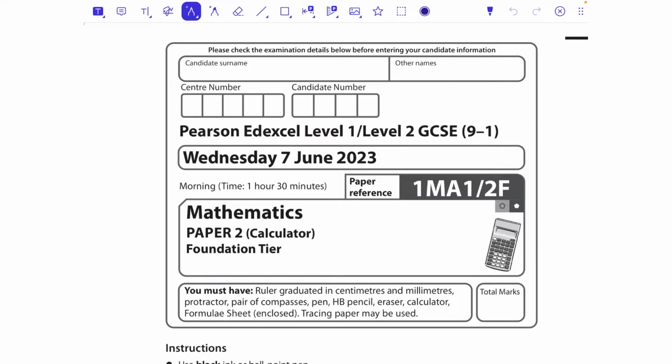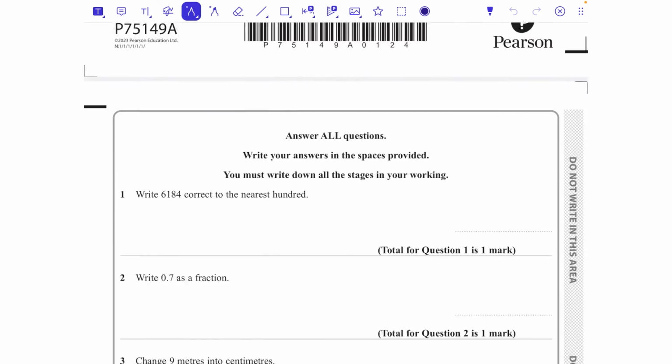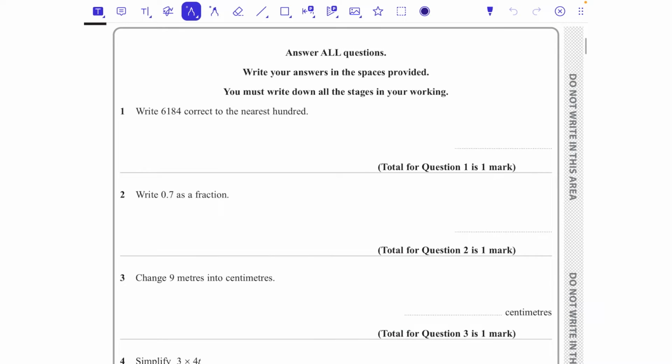This is the June 2023 paper 2, calculator paper for the foundation tier. So I'm going to go through this. It is a calculator paper, so make sure you've got a calculator to hand.